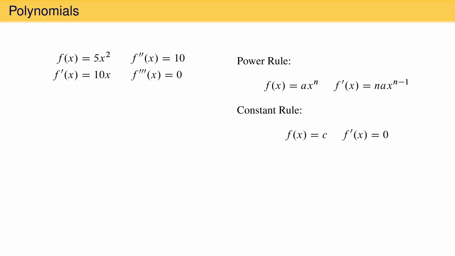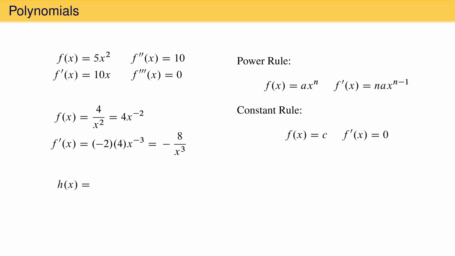The power rule applies to quotients as well. For example, consider the function 4 over x squared. This can also be written as 4 times x raised to the minus 2 power. The first derivative of this function using the power rule is minus 2, the original exponent on x, times the constant 4 times x raised to the minus 3 power, which is 1 less than the original power. This can be rewritten as minus 8 over x cubed.